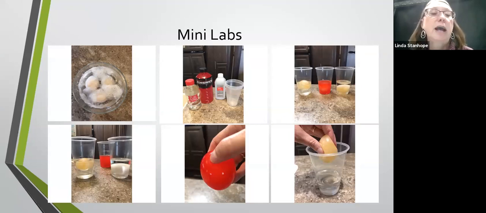Everything here, I think I bought at Walmart. I bought a dozen eggs, or an egg for every student. We soaked it in vinegar overnight to remove that calcium shell, and then we soaked it in different types of solution. This really helps my students understand the difference between a hypertonic, isotonic, and hypotonic solution when we're talking about IVs and that type of stuff.